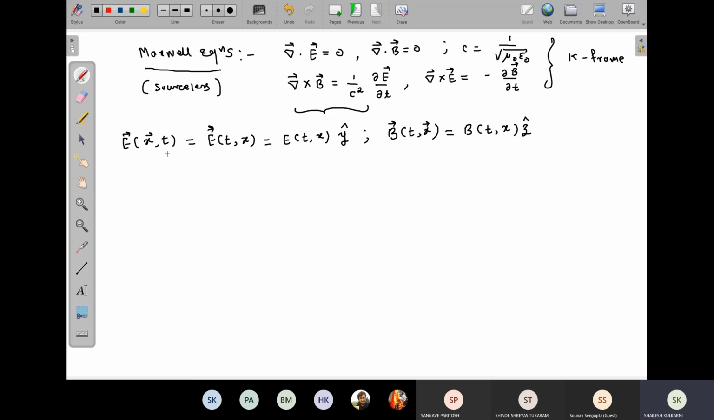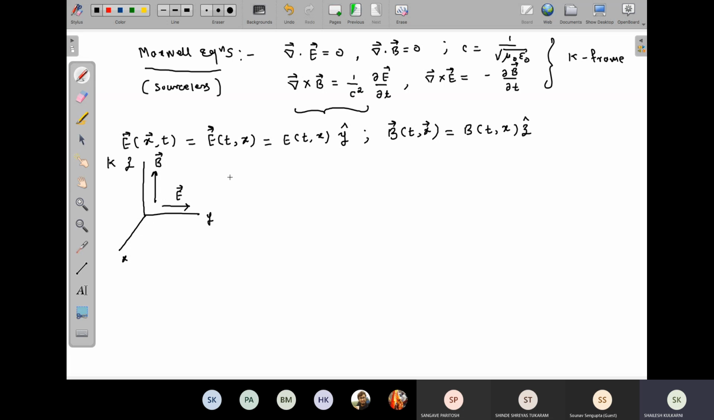So let us draw a picture. In the K frame, let me change the coordinates. I will keep this a right-handed coordinate system, so it becomes x, y, and z. This is my K frame. In the K frame, this is the direction of the magnetic field, and this is the direction of the electric field.